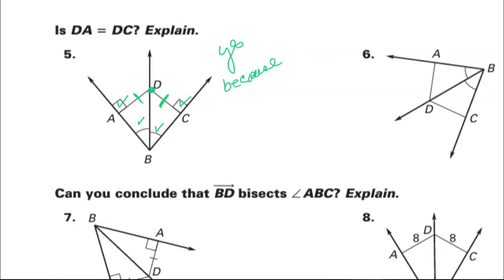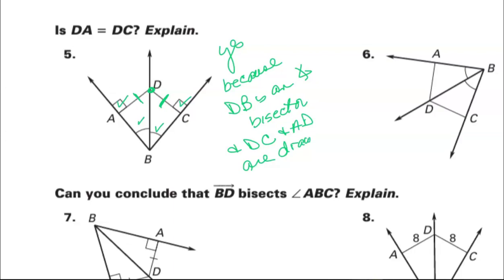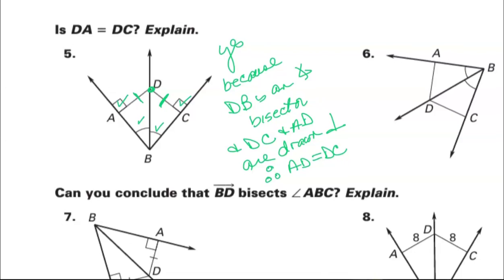because DB is an angle bisector, and DC and AD are drawn perpendicularly. And here's a therefore, AD equals DC. Okay, what about the next one?